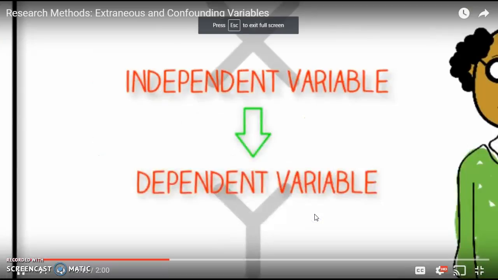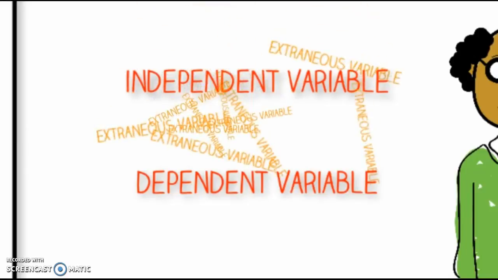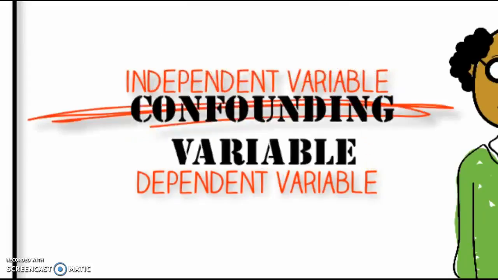But alas, life and experiments are rarely perfect. Extraneous variables are often present in an experiment and may or may not compromise the validity of the experiment. An extraneous variable that affects the validity of an experiment is referred to as a confounding variable.